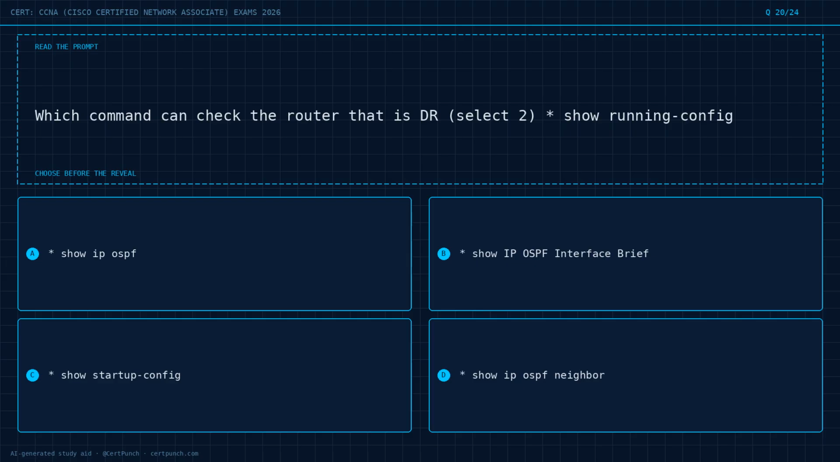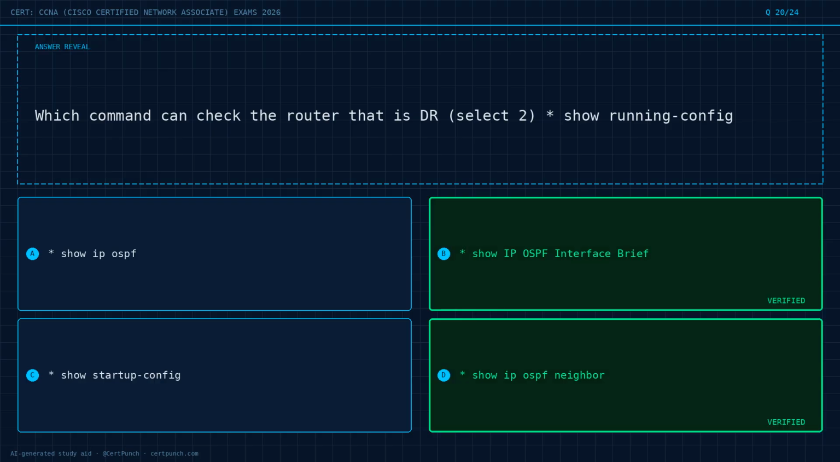Question 20 of 24. Which command can check the router that is DR? Select 2. Option A, show running-config. Option B, show ip ospf. Option C, show ip ospf interface brief. Option D, show startup-config. Option E, show ip ospf neighbor. Make the call before the reveal. Hold the line on it.